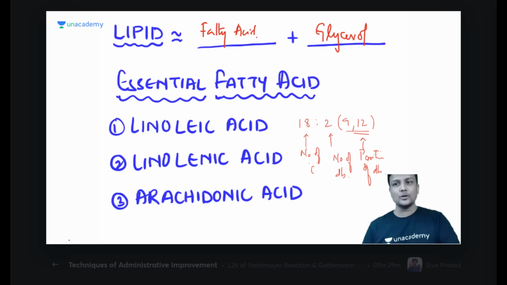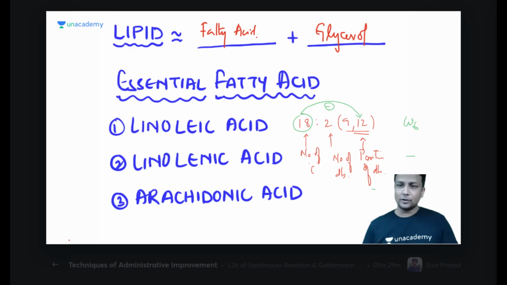Apart from this, in the nomenclature you also have the omega. I'll tell you one simple trick for the last moment: first number minus the last number. Now come to my regular classes, I'll teach you exactly how it works. For now, remember 18 minus 12, it will be 6. So this will be an omega-6 fatty acid. Linoleic will be the omega-6 fatty acid. I think the remaining you can manage.